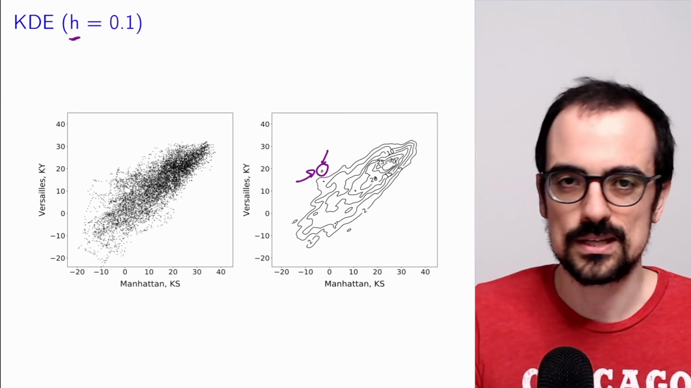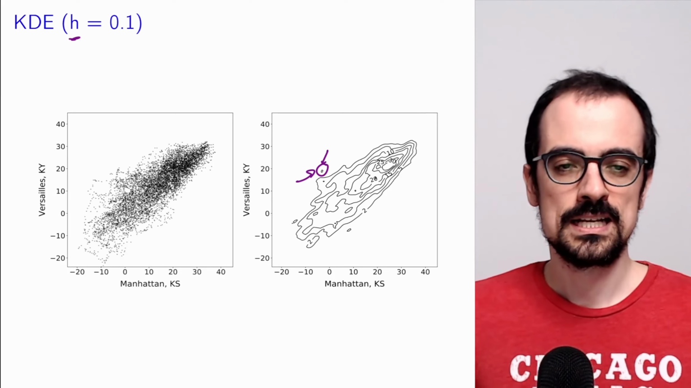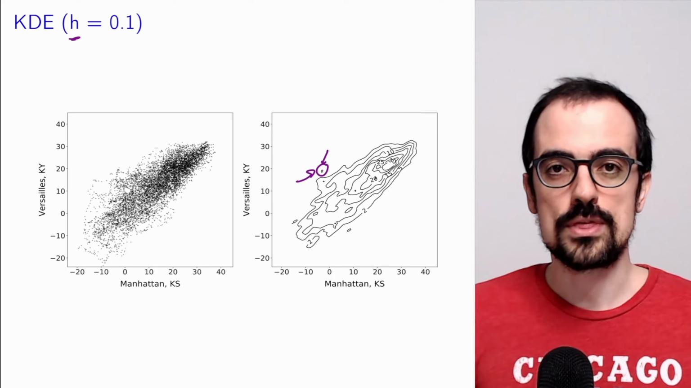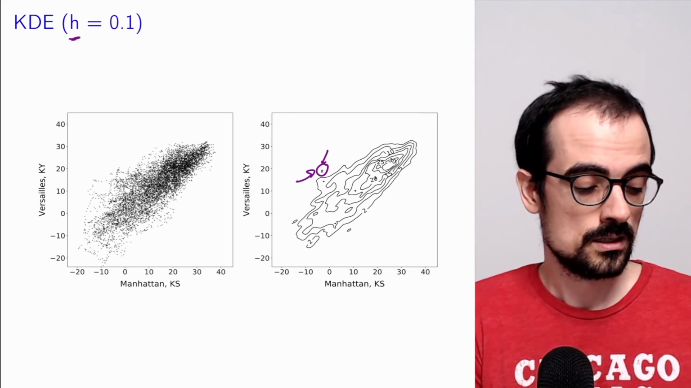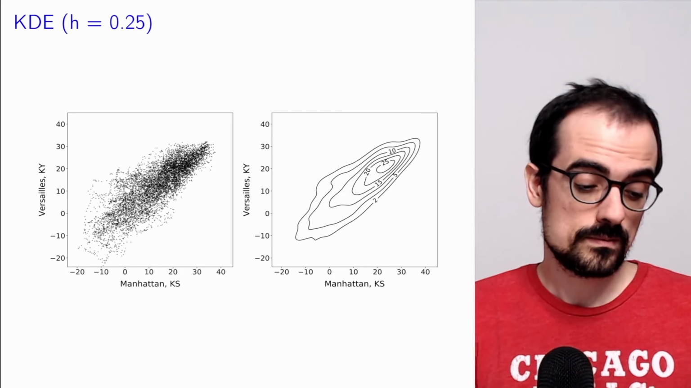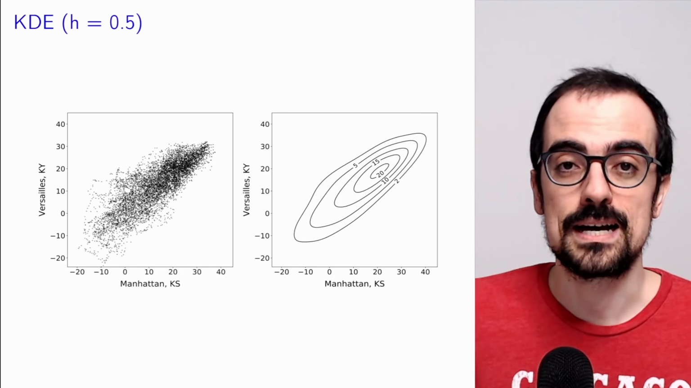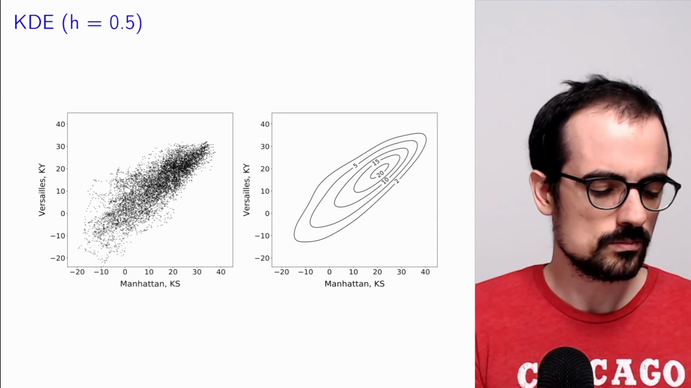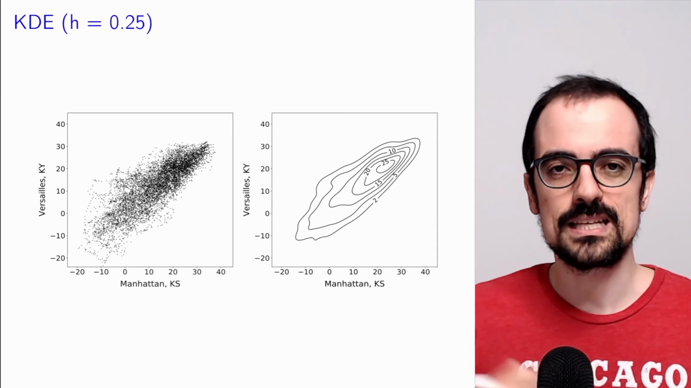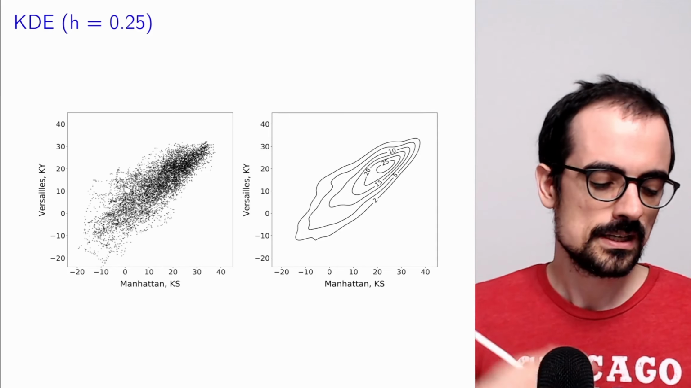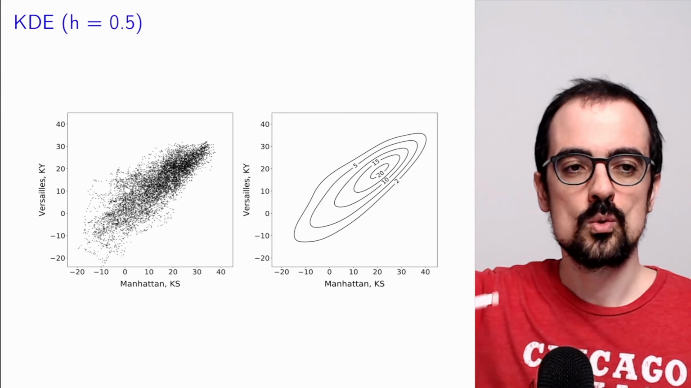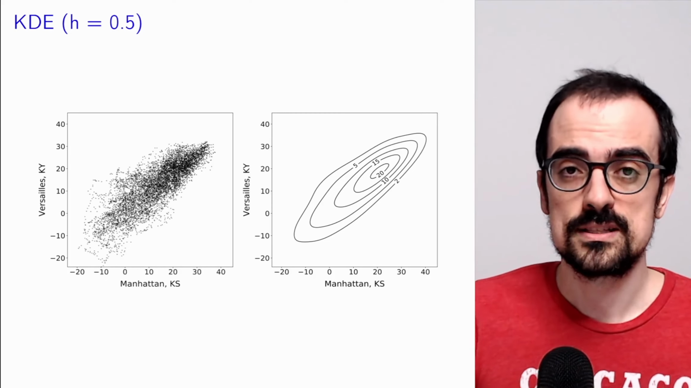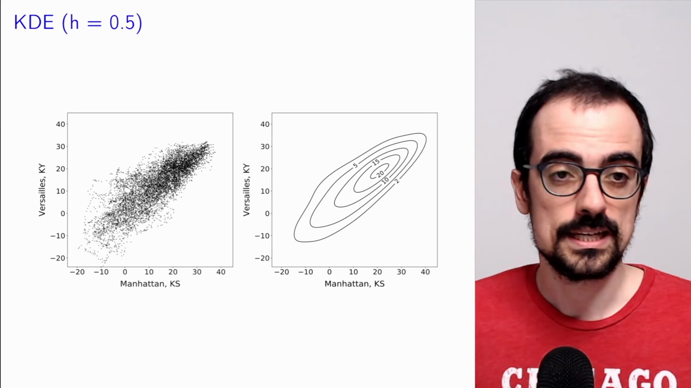That just happens because there's an isolated data point. If we had more data points, there would be more data points around there. So if we increase the bandwidth, we smooth out this noise, which is great. But if we increase the bandwidth too much, these mountains become too spread out. We can over smooth and lose some of the meaningful structure in the data.